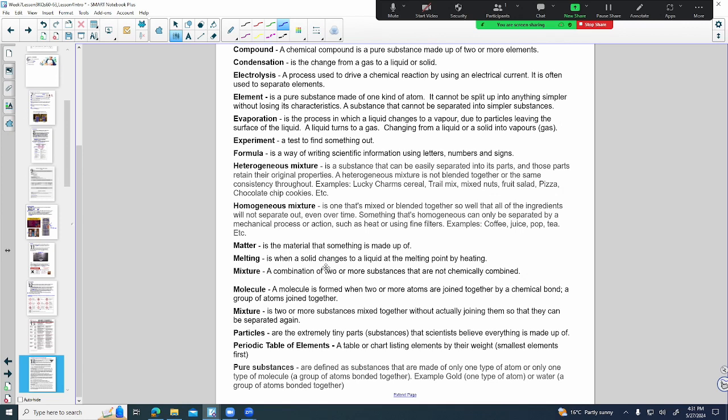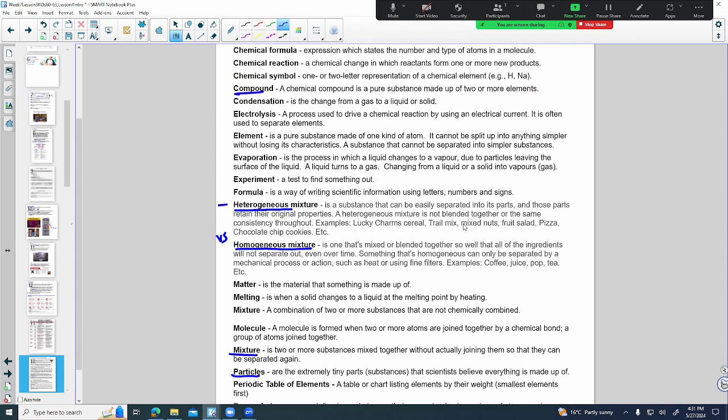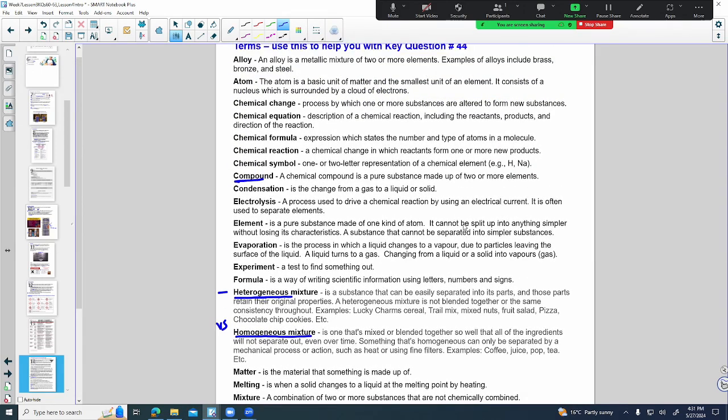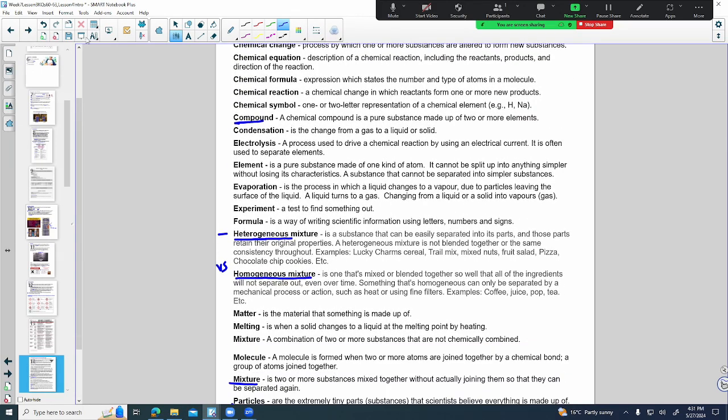So if you need help with key question 44, go to this page. Especially the different types of matter or classification of matter, heterogeneous mixture versus homogeneous mixture. There's also the word mixture, particles, pure substances, the word compound. Okay, they're all there. So if you haven't completed key question 44 yet, make sure that you take a look at this page.